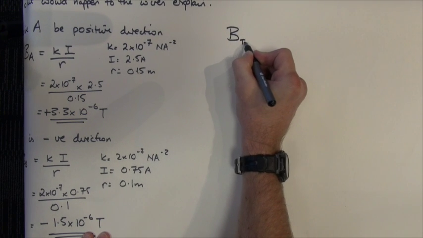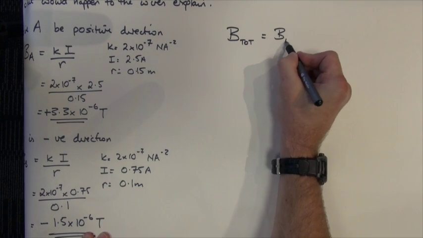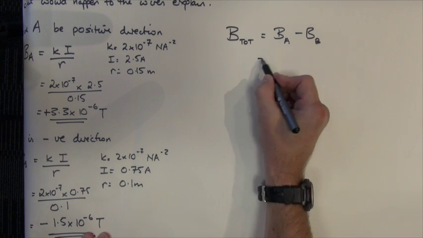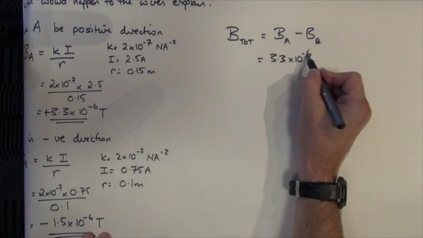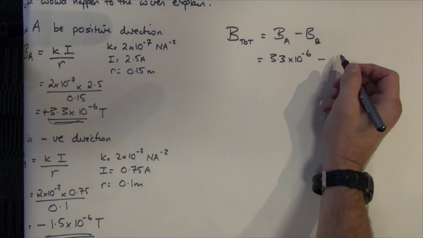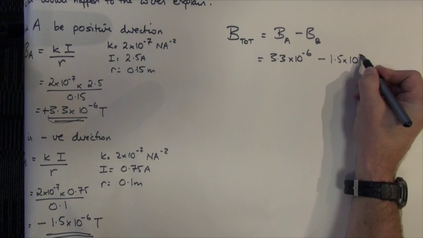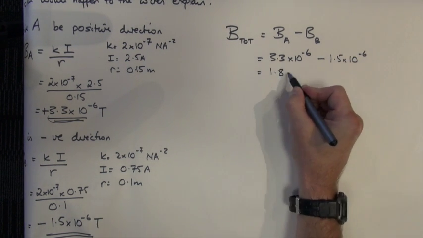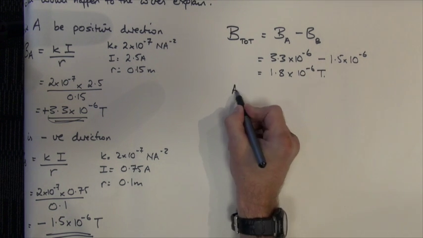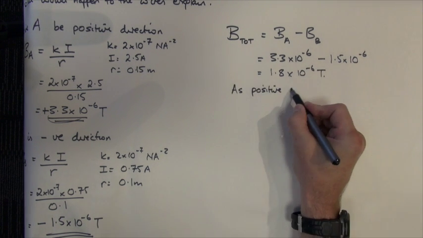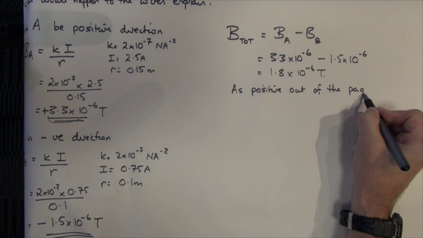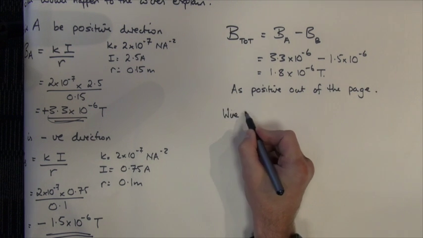So let's work out the net field strength. The net field strength, the magnetic field strength total, will equal BA minus BB. Basically 3.3 times 10 to the negative 6 is the magnetic field strength for A, and 1.5 times 10 to the negative 6 is the field strength for B. We take it away because it's going in an opposite direction. The overall answer is positive, so it must be coming out of the page.